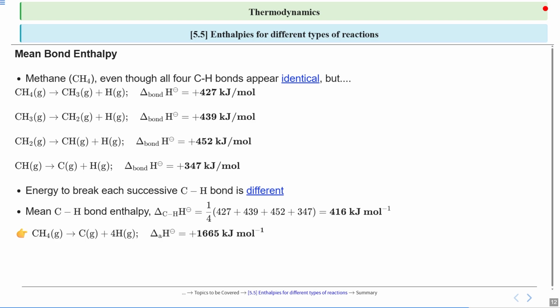Yes. So that identification is related to the atomization. So what are we doing here? We are converting our methane in the overall process into the carbon and hydrogen atom. Okay.